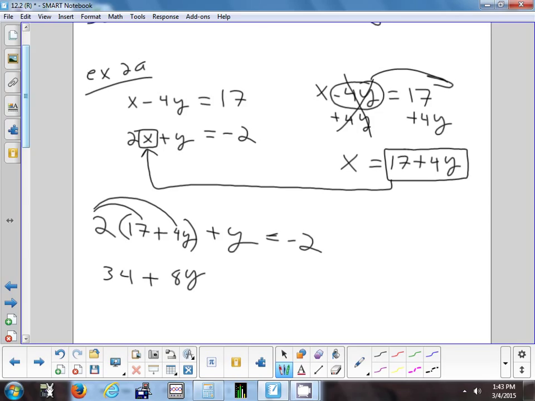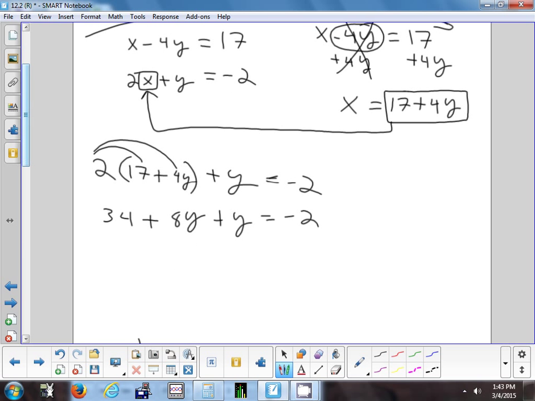Remember, when you are multiplying, you can multiply anything together that you want. It's only when you're adding and subtracting that you have to have like terms. We'll actually talk about that in a second. Okay, we still have the plus y. Still have equals negative 2.